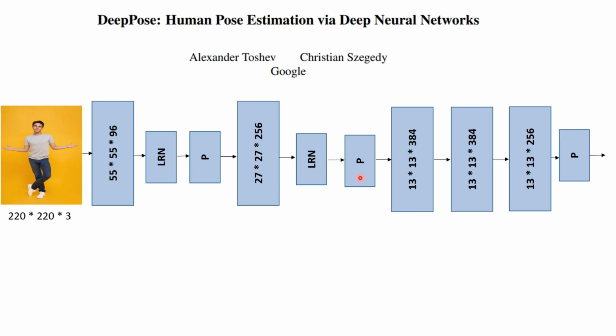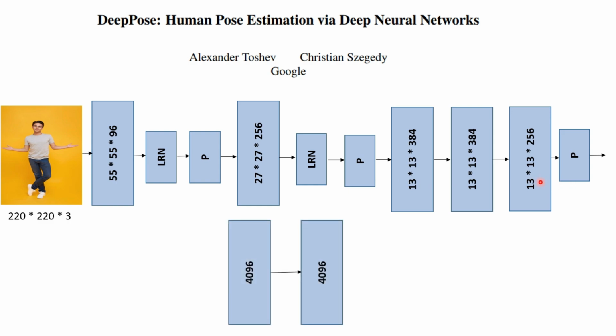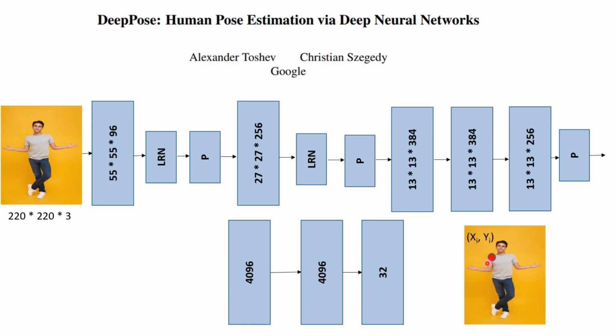This pattern is repeated with different filter sizes and configurations. After the final max pooling layer, we flatten the output and pass it through two fully connected layers, followed by a dropout layer. The output is a fully connected layer with 32 units corresponding to 16 body parts. This means the model is mapping the pixel values to joint locations in a regression-based manner.